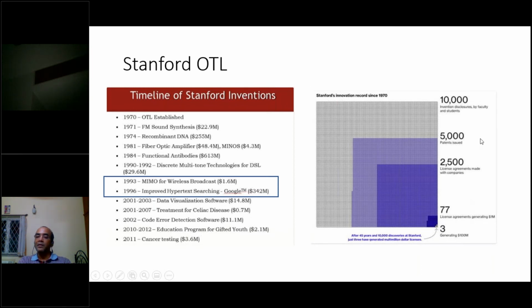But it's staggering to see the amount of inventions that have happened, the patents that have been issued. So that's the R&D work that's going on, and how they are commercializing that R&D through their startup ecosystem, through their technology licensing mechanisms. This gives you a perspective of what industry academia collaboration is really capable of delivering for the country.